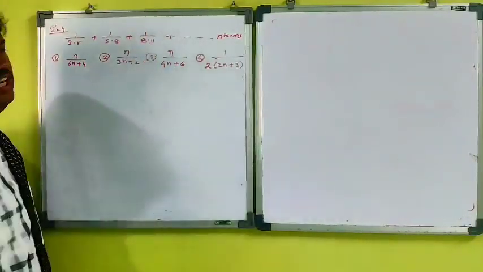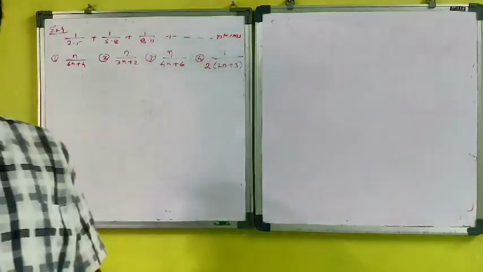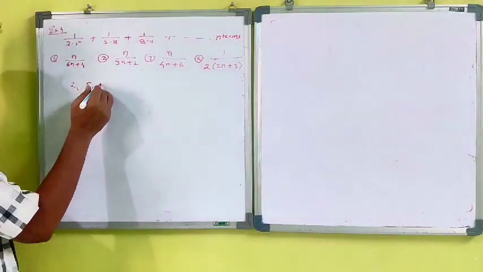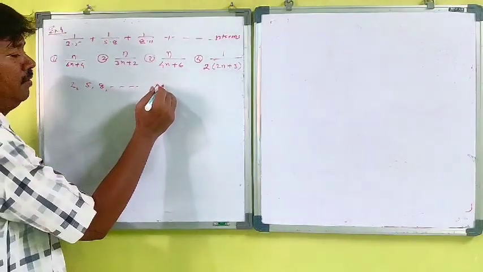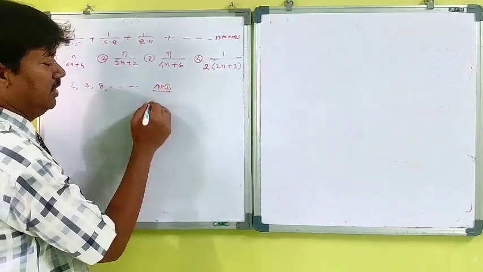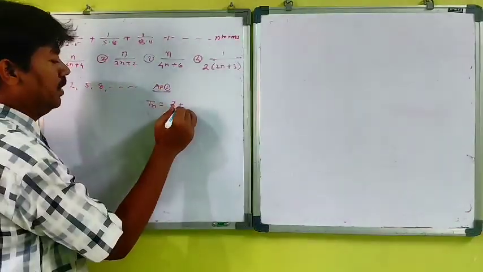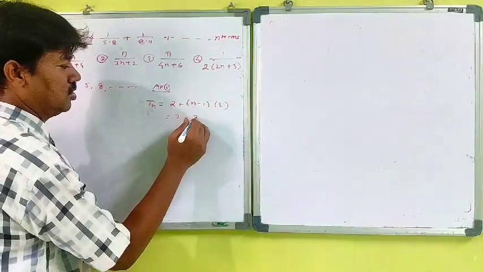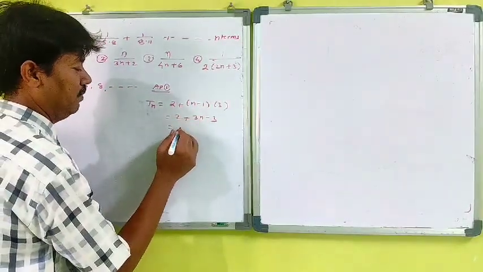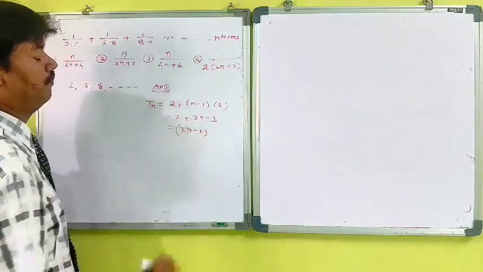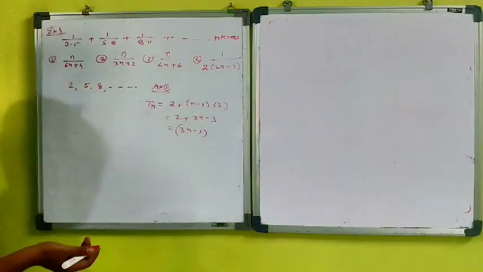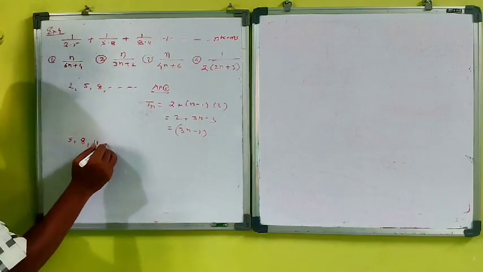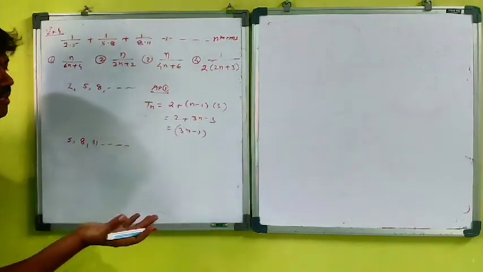That common difference is 3 here. So first of all, we'll find Tn, the general term. Here 2, 5, 8 is the AP with first term 2. So for this Tn is 2 plus (n minus 1) times d, that is 3. 2 plus 3n minus 3, so it is nothing but 3n minus 1. For the next term, we have to just add 3 in this: 5, 8, 11, like this.